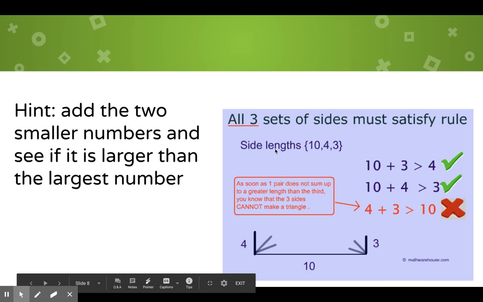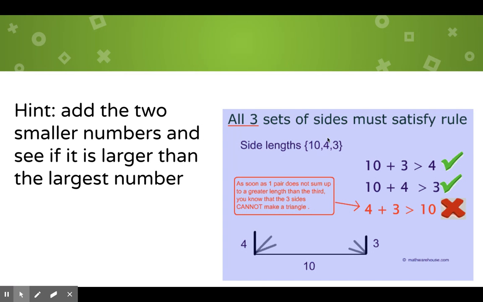Okay, so side lengths 10, 4, and 3. In order to see if it creates a triangle, you have to add two of them together and see if it's bigger than the third. So if we take 10 and 3, 13 is definitely bigger than 4. That works. 10 plus 4 is 14, which is obviously bigger than 3, that works, right? But again, if you add the two smaller numbers and see if it's larger than the largest number, that's going to be the quickest and easiest way to see if it creates a triangle.